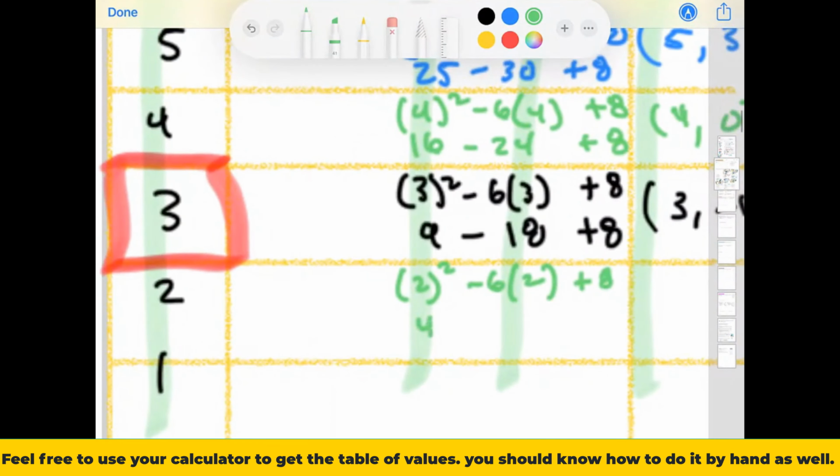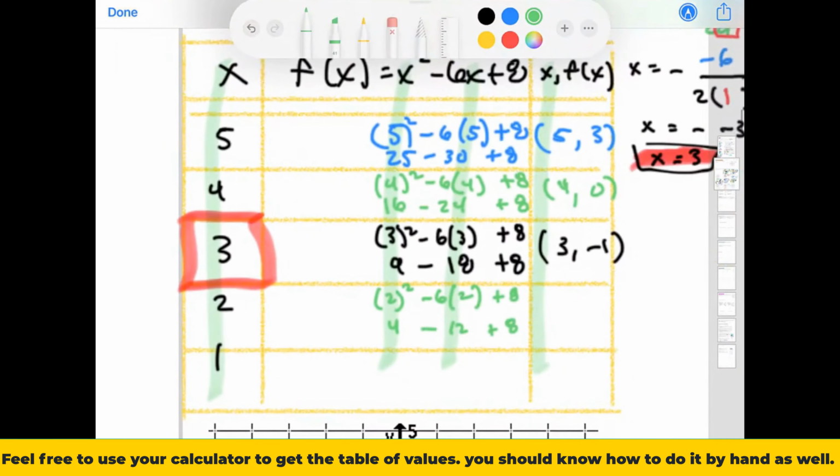So 2 squared is 4 minus 12 plus 8. So -8 plus 8 is 0. So 2 comma 0. And if you notice, my green answers there on the far right, the zeros for the y-axis are the same for 2 and 4 because they are reflective. That's why. And 1 squared minus 6 times 1 plus 8. 1 minus 6 plus 8. So that's -5 plus 8, which is 3. So 1 comma 3 is my answer.